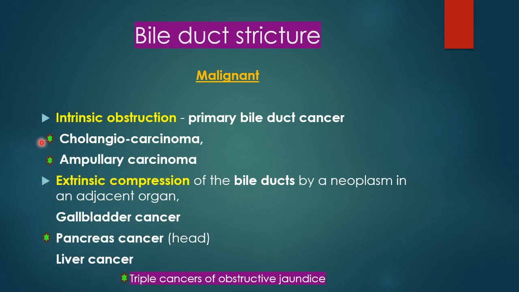Among the malignant conditions, strictures can be either intrinsic obstruction or extrinsic obstruction. Intrinsic obstruction is due to bile duct cancers, and the two common ones are cholangiocarcinoma and ampullary carcinoma. Extrinsic compression of the bile ducts by neoplasms in adjacent organs such as gallbladder cancers, pancreatic cancers, and liver cancers. Among these, the most common is pancreatic cancer involving the head of the pancreas.